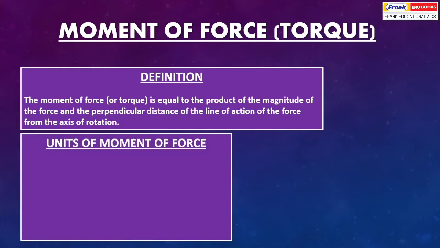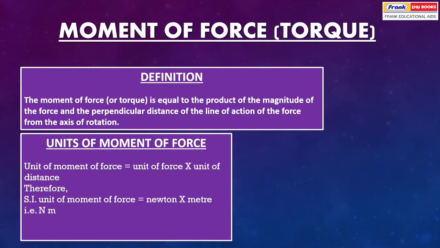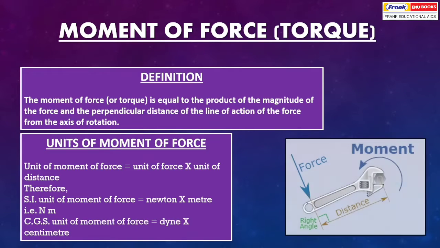Units of moment of force. The unit of moment of force is equal to the unit of force multiplied by the unit of distance. Therefore, the SI unit of moment of force is newton meter, while the CGS unit of the moment of force is dyne centimeter.